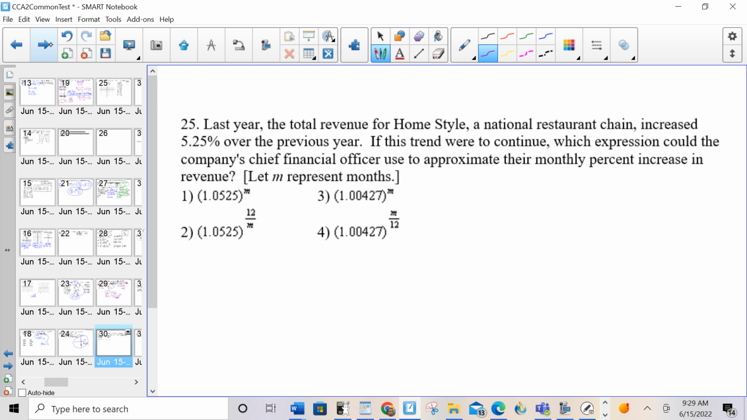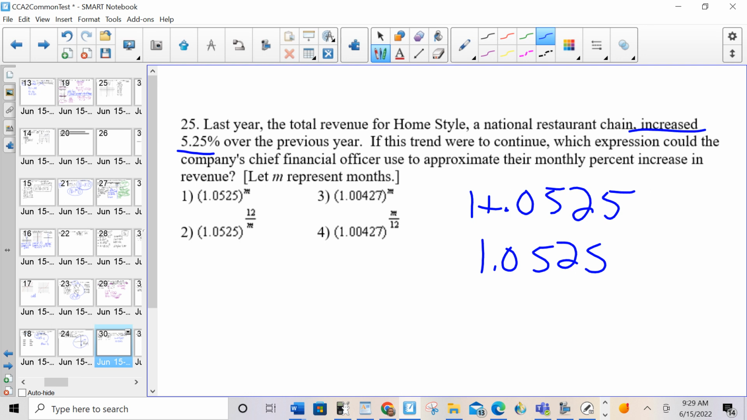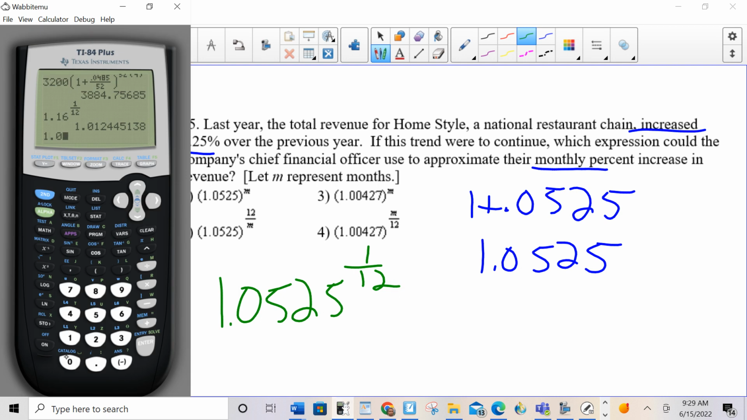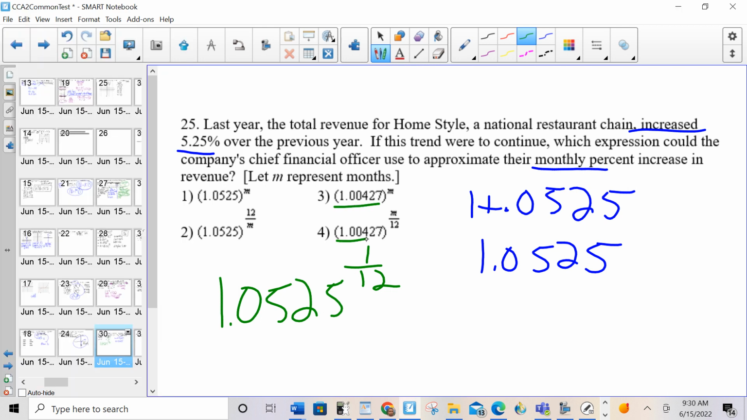Last year, the total revenue for Homestyle, a national restaurant chain, increased 5.25%. So 5.25 divided by 100, or converting it to a decimal, is 0.0525. It's increasing by a percent, so it's 1 plus that. So I have 1.0525. That's my annual rate. It wants the monthly. So converting rates, raise 1 over n. 1.0525 to the power of 1 over 12. I get 1.00427. That's where these 1.00427s are coming from.